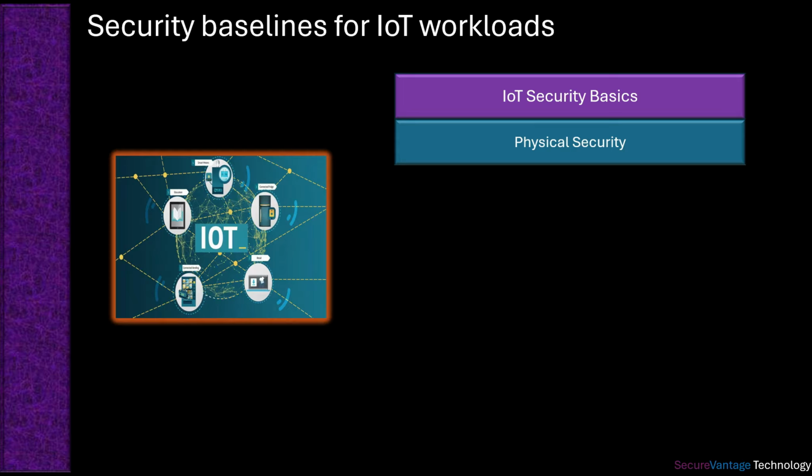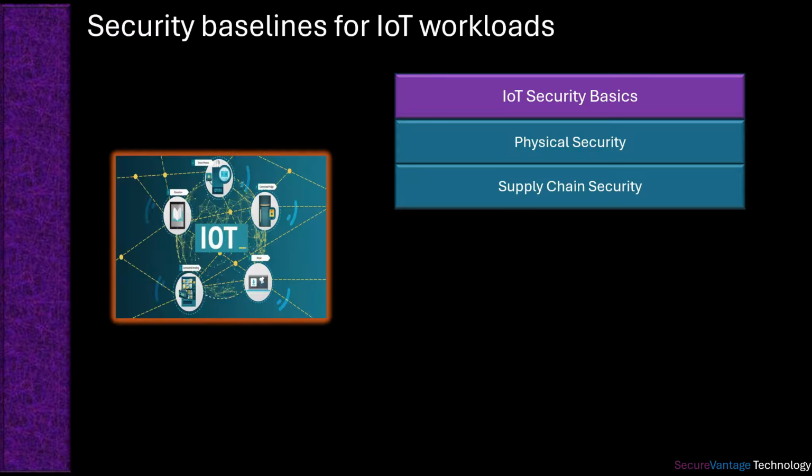Protect IoT devices from physical tampering or theft, especially in high-risk or remote environments. Use tamper-resistant hardware and secure locations for critical devices. Monitor device locations and integrate physical security controls such as alarms or access control systems as appropriate.